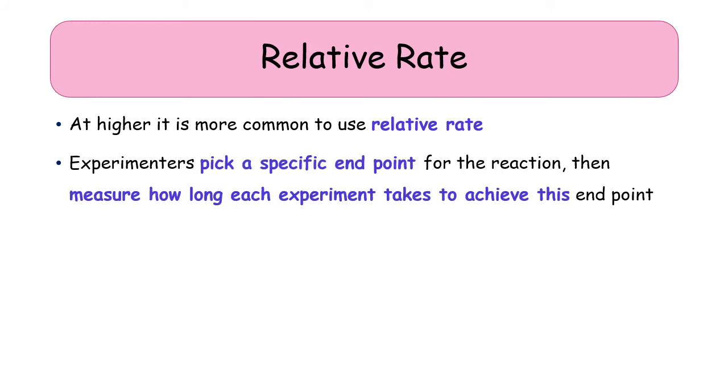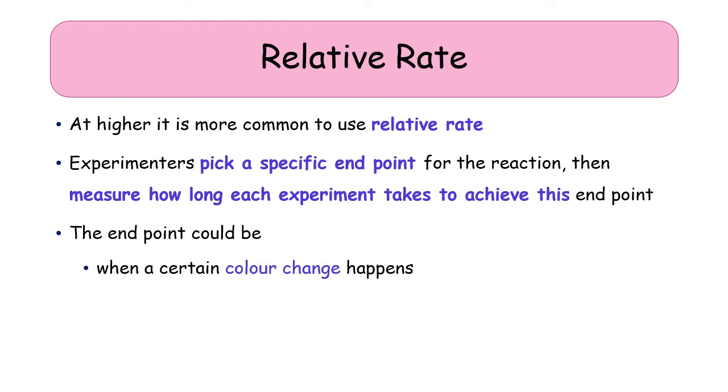Now, relative rate is measured by an experimenter picking an exact endpoint for the reaction, and then just measuring how long it takes for your experiment to reach that endpoint. So you only need one measurement per experiment. It's a lot quicker to do. Now, the endpoint could be anything that you can easily measure. The most common one would be how long it takes for a color change to happen, and you should get experience of a few different color changing reactions during this year.